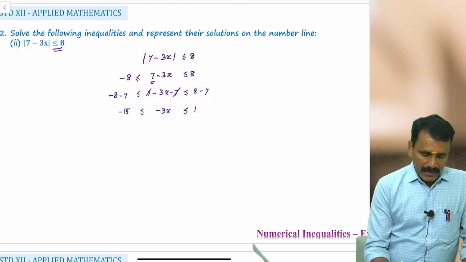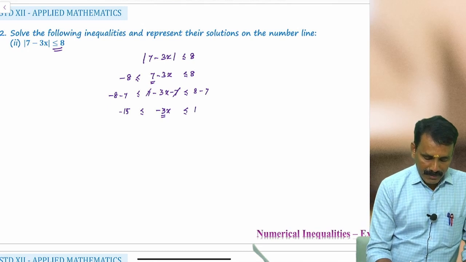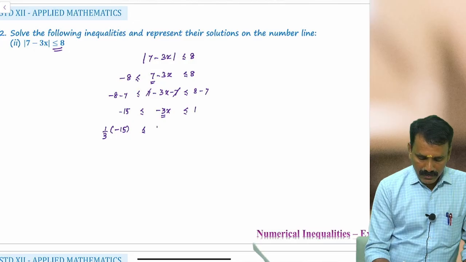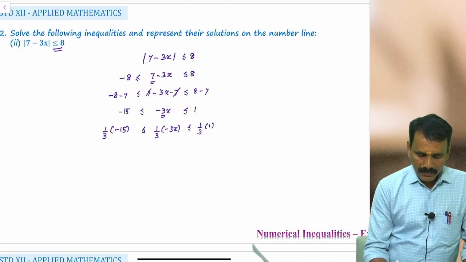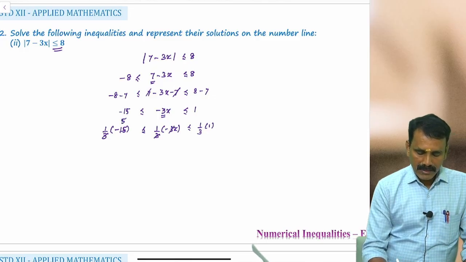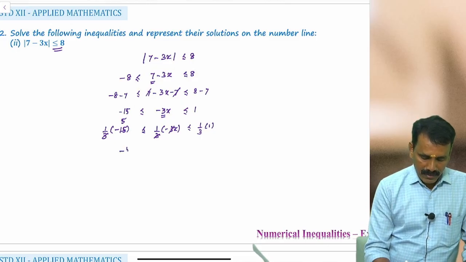Now we divide or multiply by multiplicative inverse of 3. So we multiply by multiplicative inverse of 3. So 1 by 3 into minus 15 less than or equal to 1 by 3 into minus 3x less than or equal to 1 by 3 into 1. So we cancel the expression, it is 5 times. Here the 3s are getting cancelled, here we cannot cancel, so we leave the expression as such. So this is minus 5 less than or equal to minus x less than or equal to 1 by 3.